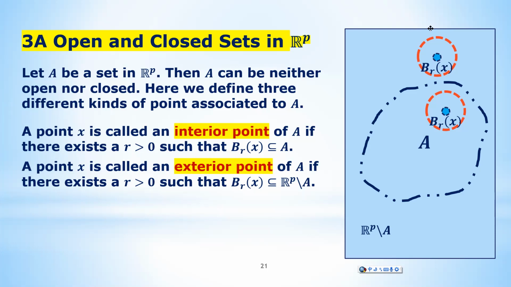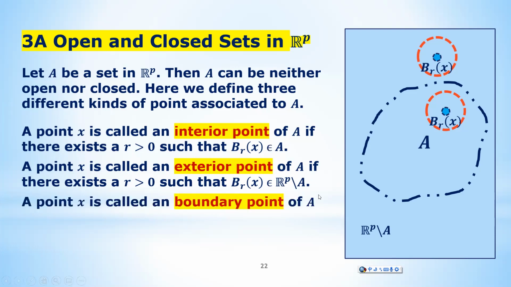But there's a third kind of point. The third kind of point is not inside, not outside. Then that kind of point has to be on the boundary, right? It's somehow stuck. A point is called a boundary point of A. The third kind of point is called a boundary point. A boundary point is like a point drawn on the boundary.